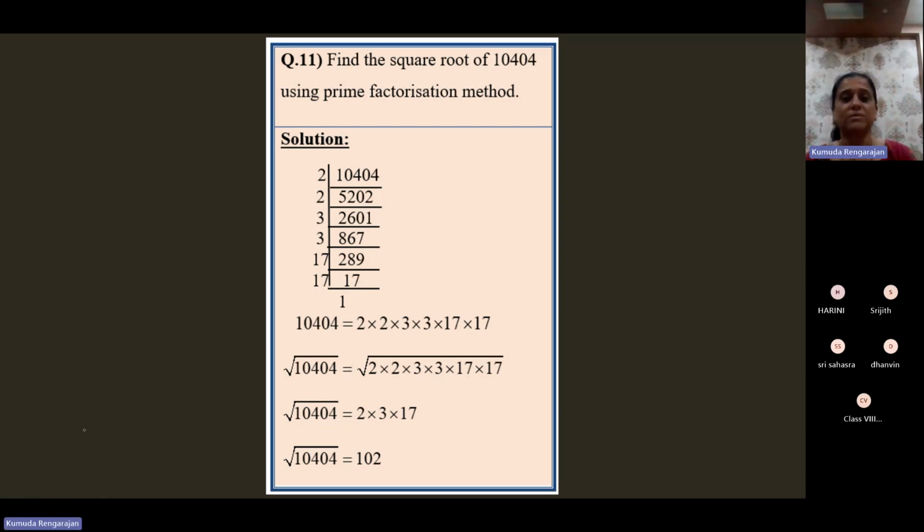Because 17 is a prime number. Now this 289 is not divisible by 2, 3, 5, 7, 11. 289 is not divisible by 2. It's not divisible by 3. It's not divisible by 5. It's not divisible by 7. Not divisible by 11, 13. You'll have to hit 17 straight away.